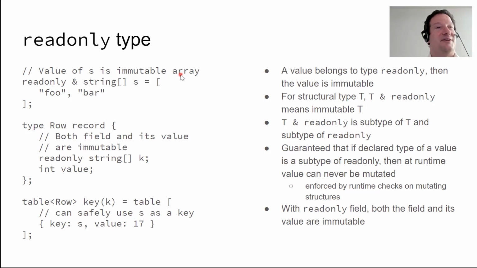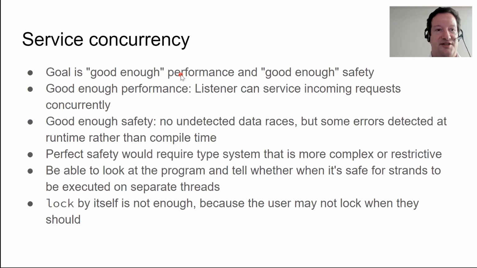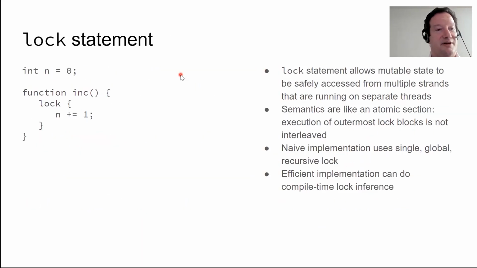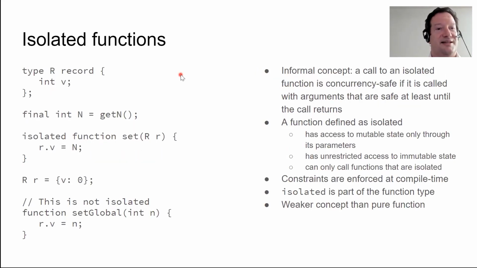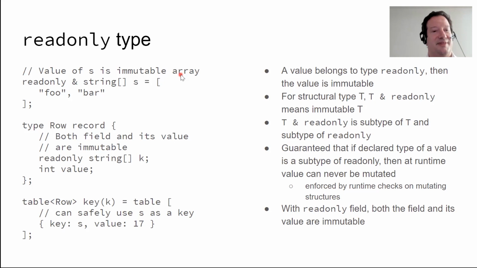Okay, so we talked about read-only values. We can now have a type that describes when a value is read-only. So we've got a number of bits so far. We've got this concept of a lock statement. We've got this concept of an isolated function. And we've got the concept of read-only values. And we've also got this concept of a read-only type, which is a way of describing at compile time that your value is going to be read-only.